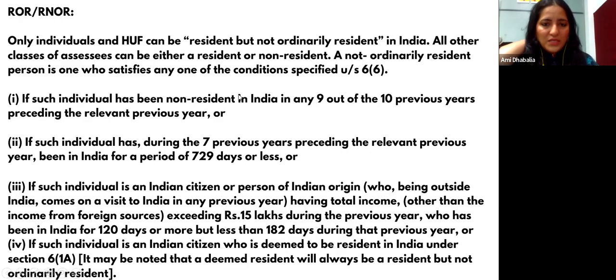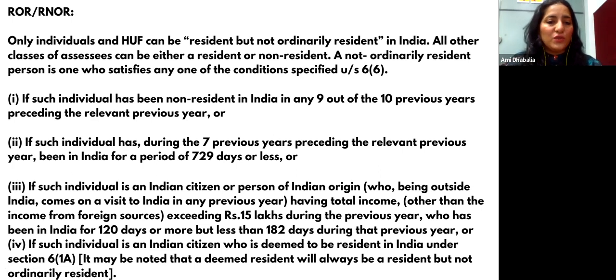So once you determine that the person is a resident, we will now determine the person's status as a ROR or a RNOR. Now, only individuals and HUF can be resident but not ordinary resident, RNOR, in India. All other classes can either be a resident or a non-resident. A RNOR is one who satisfies any of the conditions. Now, this is section 6(6).